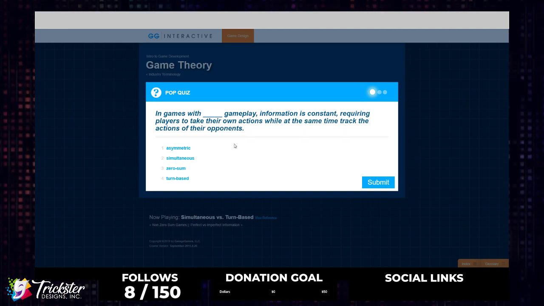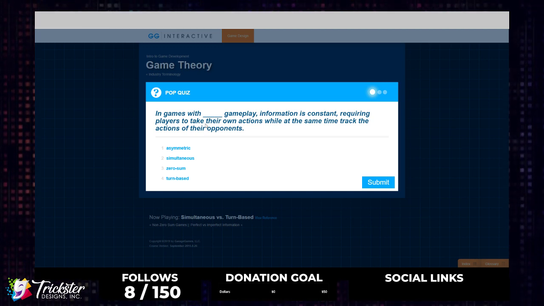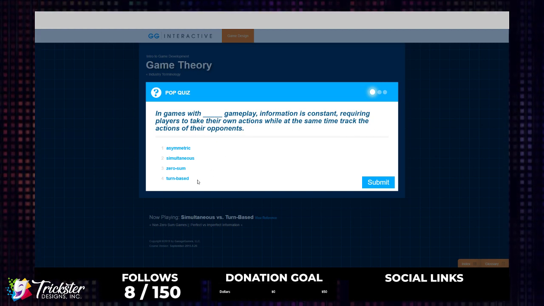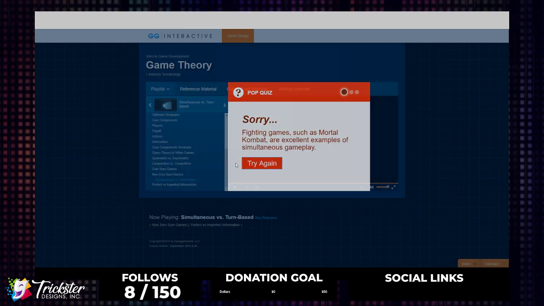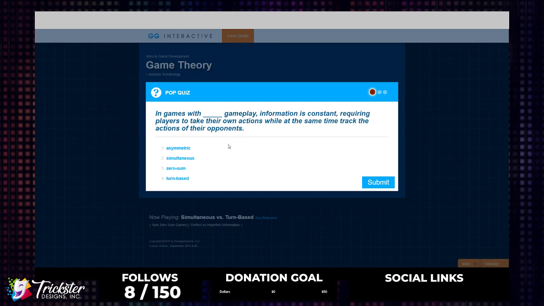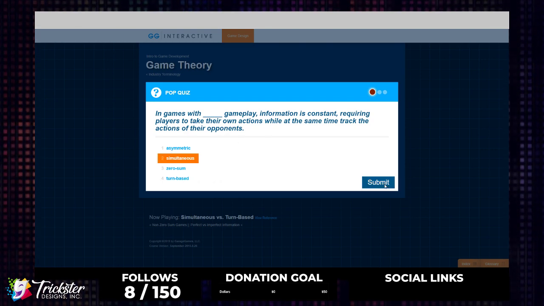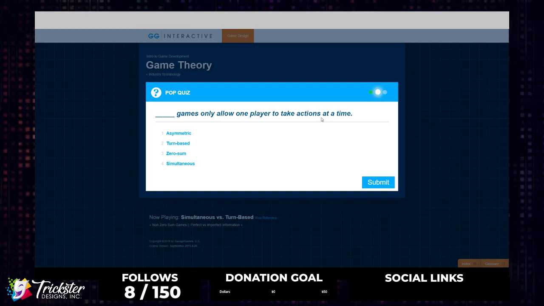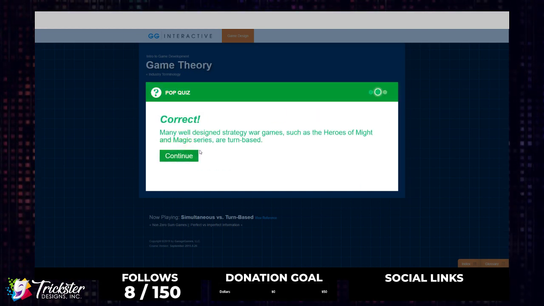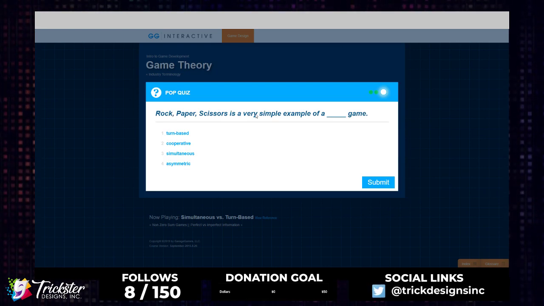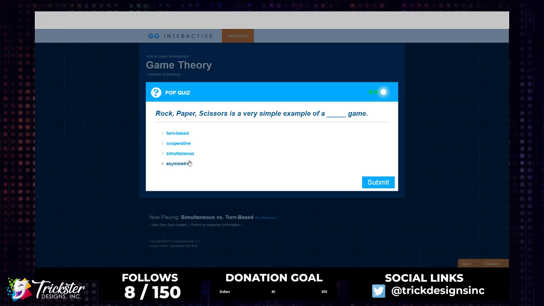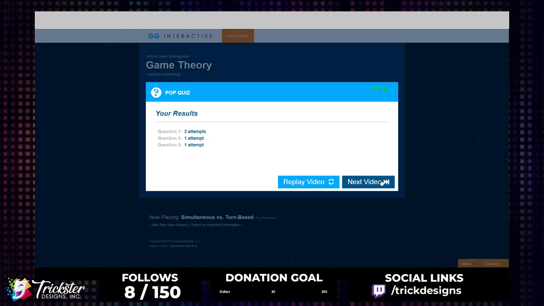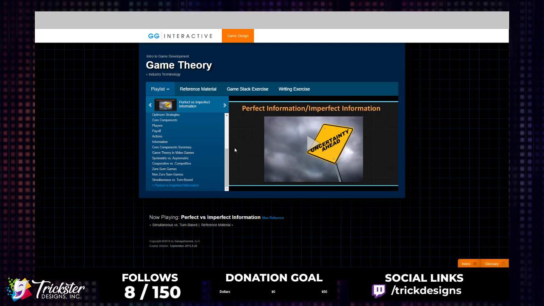In games with blank, the information is constant, requiring players to take their own actions while at the same time track the actions of their opponents. I think it's turn-based. I mean, you kind of still have to do it, but whatever. Oh, simultaneous. Blank games only allow one player to take actions at a time. This, turn-based. Holy crap. Rock, paper, scissors is a very simple example of a simultaneous game. Next video: perfect and imperfect information.